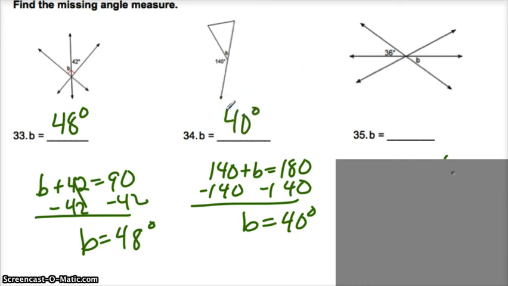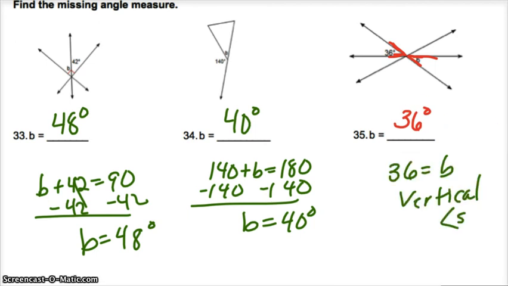And then finally, good old number 35, the 36-degree angle and b are vertical angles, so they are equal. There's no math to do there. Simply by definition, those have to be equal.